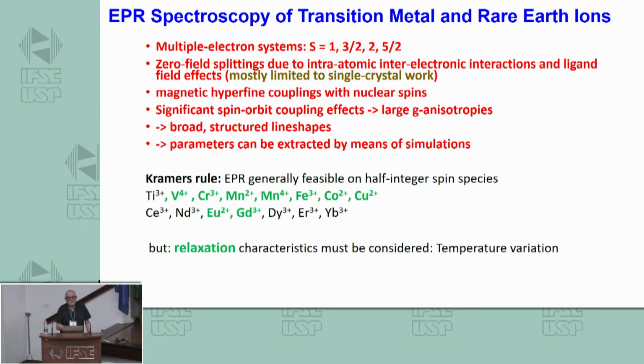Similar things apply to the rare earths. The gadolinium 3 plus and the europium 2 plus, for instance, have 7 unpaired electrons, 1 in each of the f orbitals.